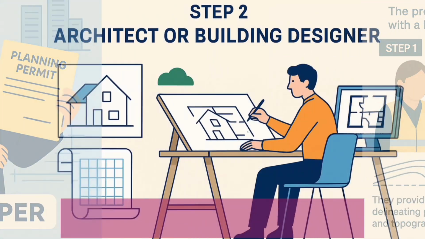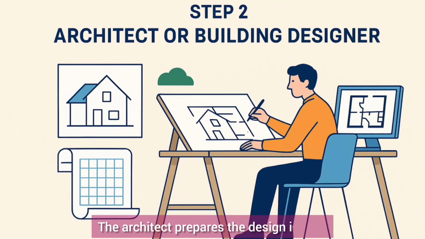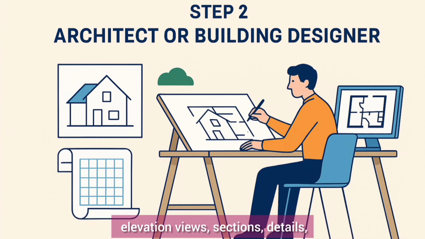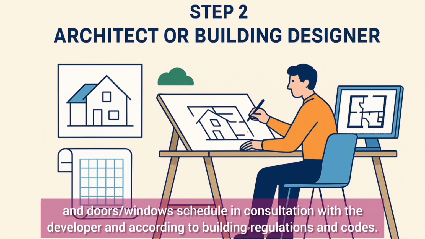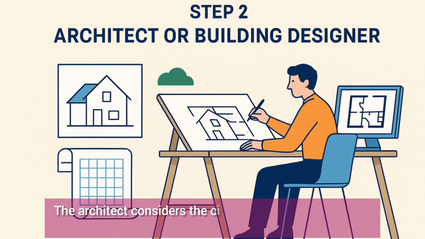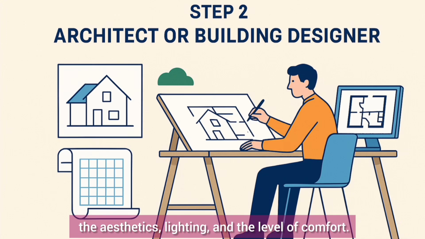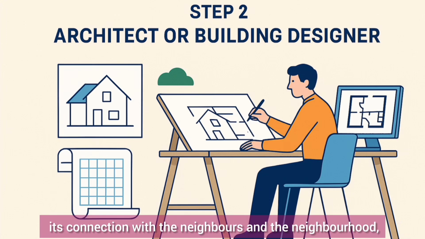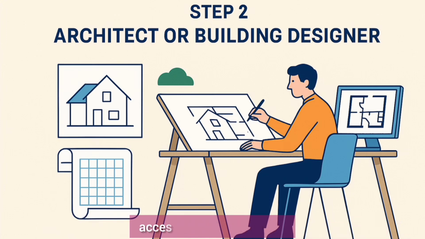architectural design. The architect prepares the design intent, the form of the structure, the ground floor plan, elevation views, sections, details, and doors and windows schedule in consultation with the developer and according to building regulations and codes. The architect considers the circulation and movement of the residents in a house, the aesthetics, lighting, and the level of comfort. She defines the green and blue spaces in a house, its connection with the neighbors and the neighborhood, accessibility, stairs, paths, parking, etc., and sustainability.